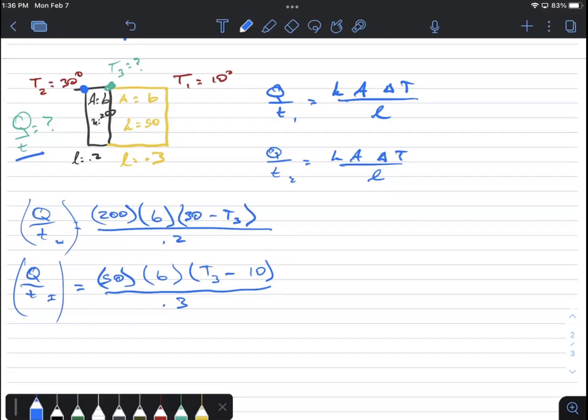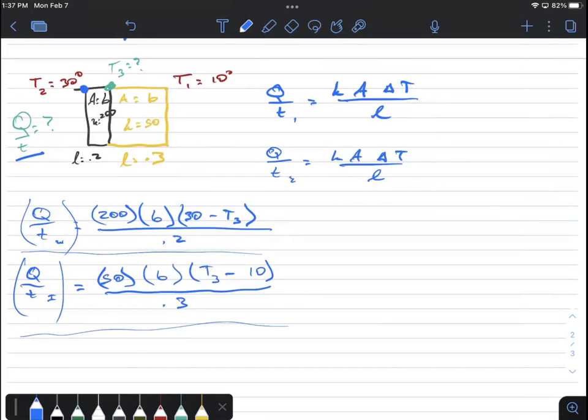However, because we did our math review at the beginning of the semester, hopefully everybody is thinking, well, you have two equations with two unknowns. First equation is for the wall. The two unknowns, Q over T and T3. Second equation, insulation. What are the two unknowns? Q over T and T3.